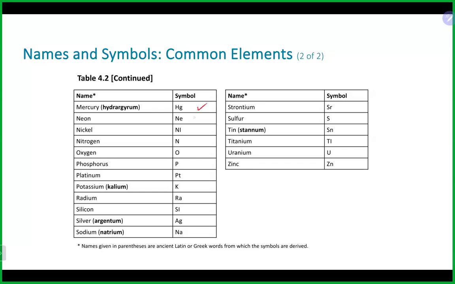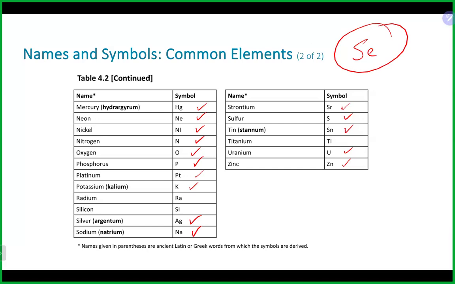Definitely mercury, neon, nickel. So this is a pretty good list of ones that, if you have a pretty good familiarity with these tables here, you'll probably be in pretty good shape for most of it. Oxygen, phosphorus, platinum occasionally, potassium, silver definitely pops up, sodium, which is Na, strontium, sulfur, like I said before, tin, and definitely zinc and uranium. And of course, Se, which is my favorite element, selenium, pops up occasionally as well, right there next to bromine on the list.